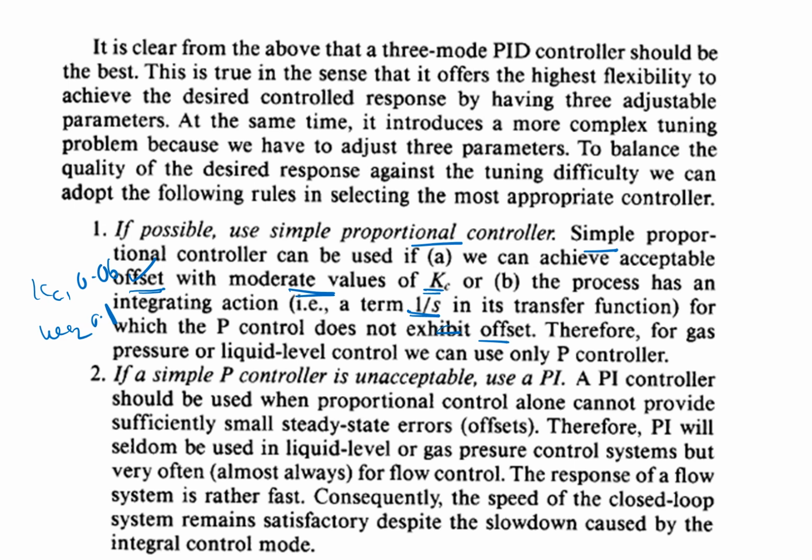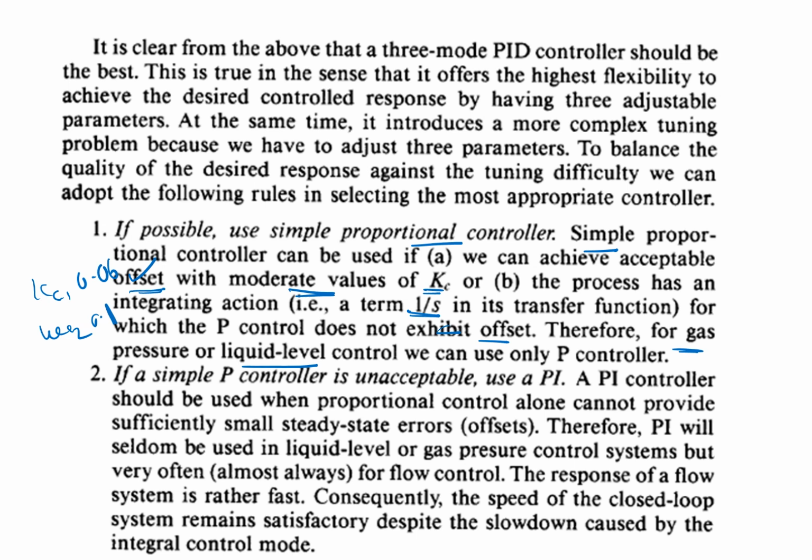So what we suggest is that the proportional controller is applicable for liquid level control or gas pressure. Because these are simple systems, these systems have the chances for 1 by s, and we can have a moderate value of offset also. So the proportional controller can be chosen for gas pressure or liquid level control.